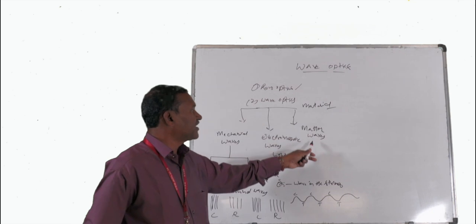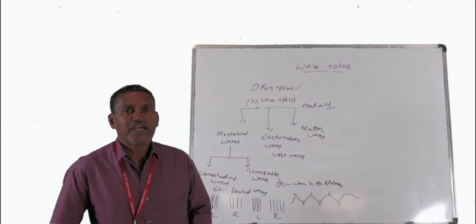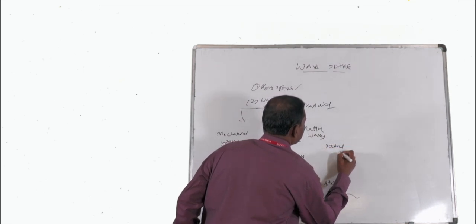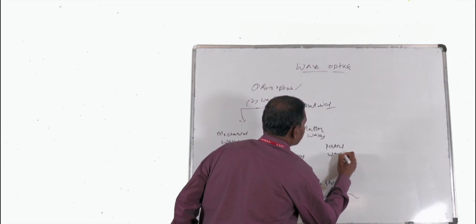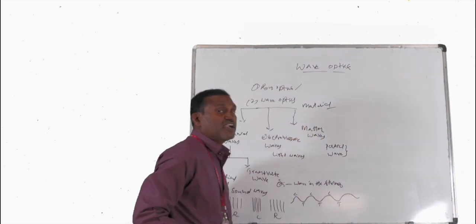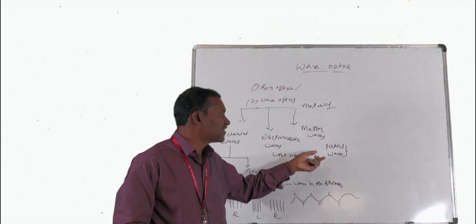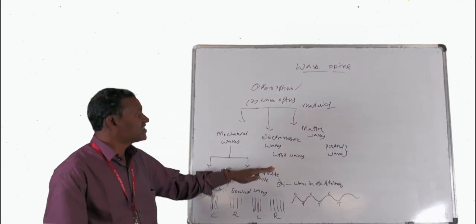Then coming to matter waves. Matter waves have a dual nature: particle as well as wave nature. These are called matter waves. Matter waves are also called de Broglie waves. This kind of waves we can observe in de Broglie waves.